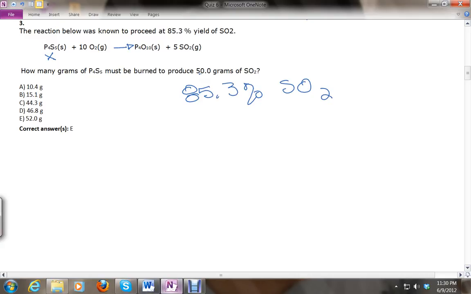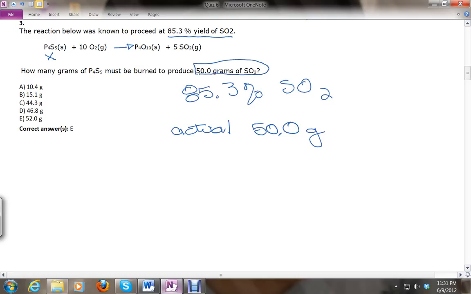50 grams of SO2. Now listen and be careful here. Most of you made the same mistake. If they're giving you the 85.3% yield of SO2, what are they giving you? The actual yield. Remember, that's usually what they give me. And they're asking to calculate the amount burned. But can you take the actual yield to calculate that? No, you have to take the theoretical yield.